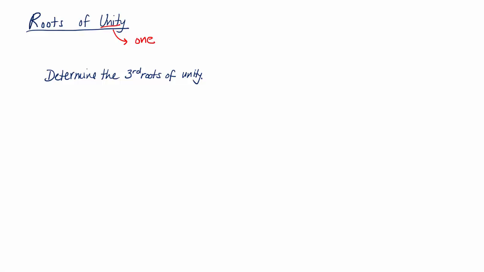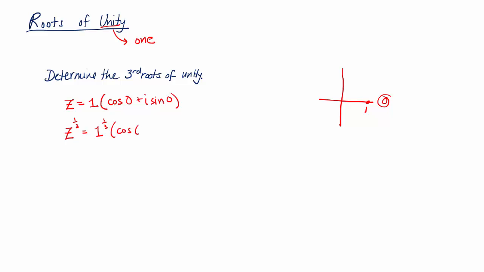So to begin, let's write the number 1 in trig form. What would the angle be if you're at 1? Here I am at 1. What's the angle? I'm at 0. So cos of 0 plus i sine of 0. Now I want to take the cube root. I'm going to raise to the 1/3 power. I'm going to take the angle and multiply by that power.